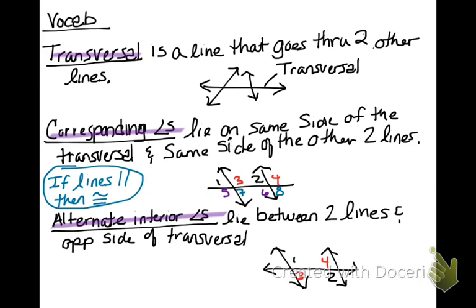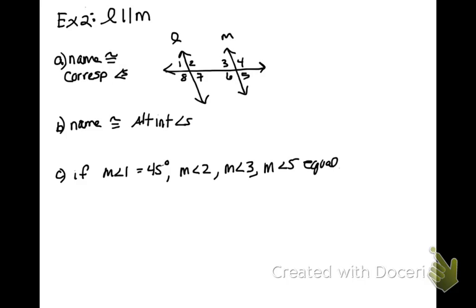All right, so now we're going to do some math regarding that. Some of it is just naming them, and then you also need to find out what the angles are. So we'll go over that really quickly. In example 2, line L is parallel to line M, so I know everything that works with each other is going to be congruent. So we're going to name congruent corresponding angles.